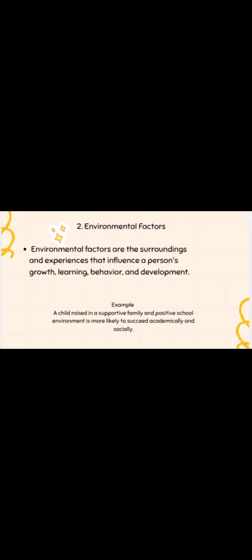There are four factors affecting growth and development. The first factor is biological factors. Biological factors are the physical and genetic characteristics that influence a person's growth, development, behavior, and learning. For example, a child may inherit their height, eye color, or natural talent from their parents. Second is environmental factors. Environmental factors are the surroundings and experiences that influence a person's growth, learning, behavior, and development. Example, a child raised in a supportive family and positive school environment is more likely to succeed academically and socially.